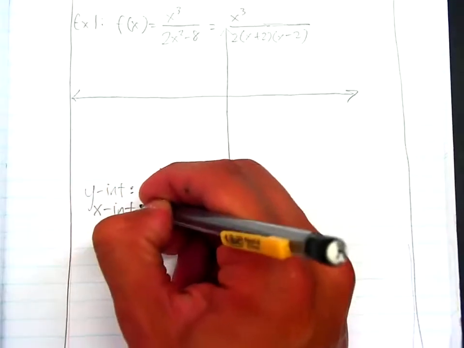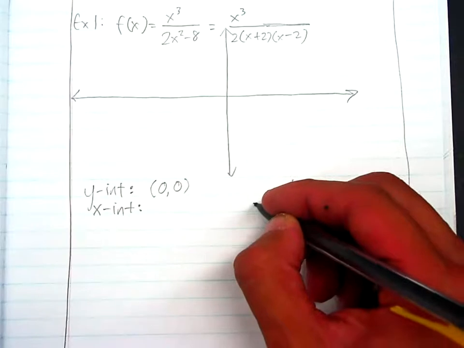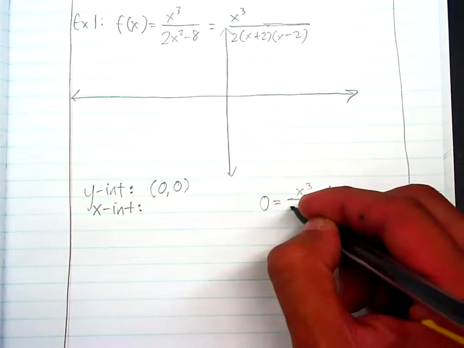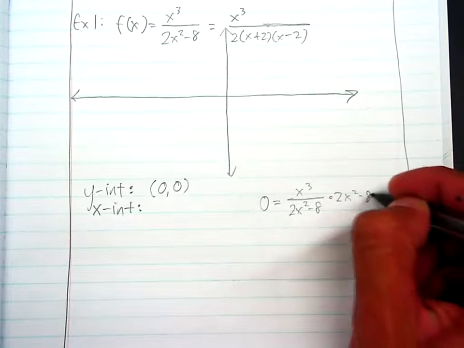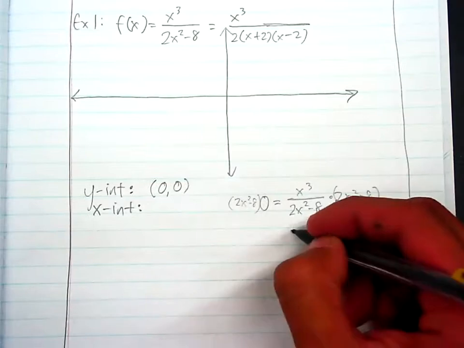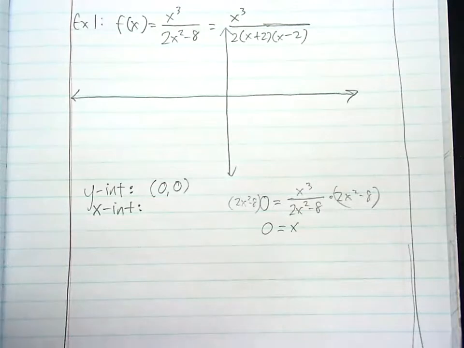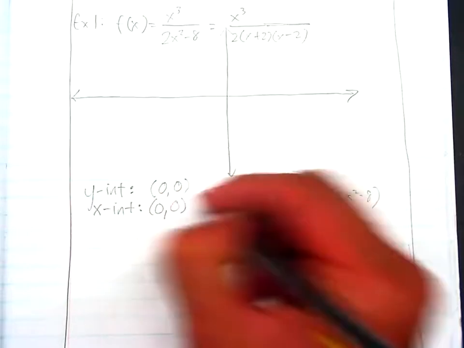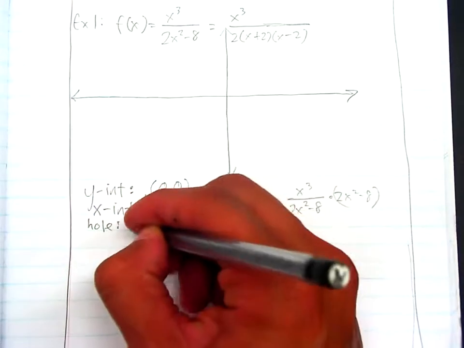My x-intercept is when y is 0. So I'm going to do this off to the side. My f of x is y, so I'm going to replace that with 0. So 0 equals x cubed over 2x squared minus 8. I'm going to multiply both sides by 2x squared minus 8, and I will end up with x cubed equals 0. When I cube root that, it will be x equals 0. So when my y is 0, my x is also 0. So my x-intercept is 0, 0. There was nothing to cross out, so I'm going to say there was none.